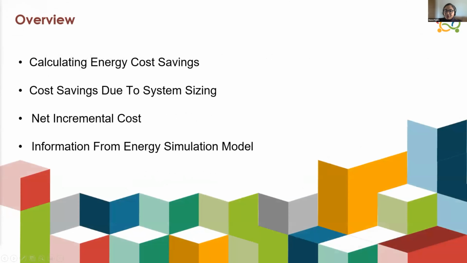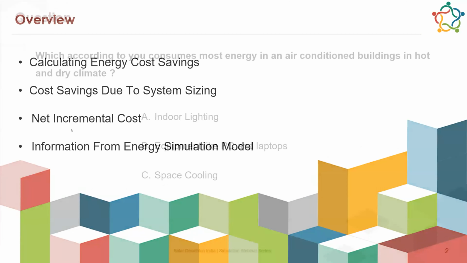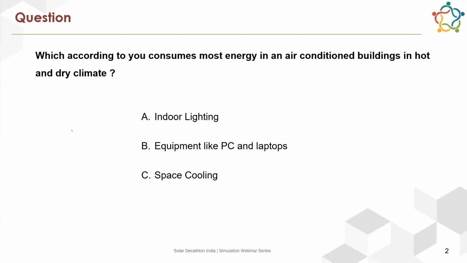So we have a question here. So Yashima, can we start the poll? Yeah. All right. Our first question for today is, which according to you consumes most energy in an air-conditioned building in a hot and dry climate? Your options are indoor lighting, equipment like PC or laptops, and the third option is space cooling. So you can go ahead and start putting in your responses, and we'll discuss them in a while.